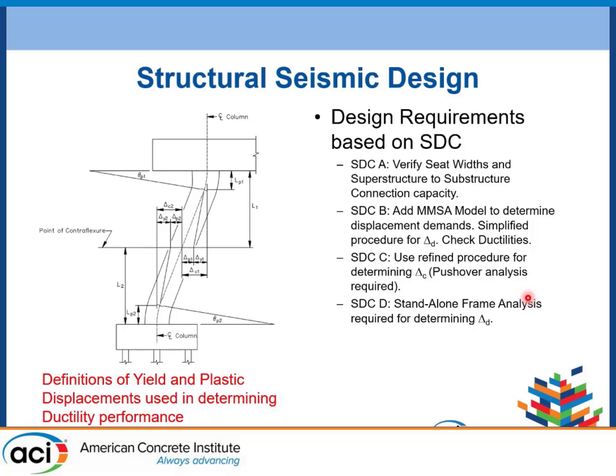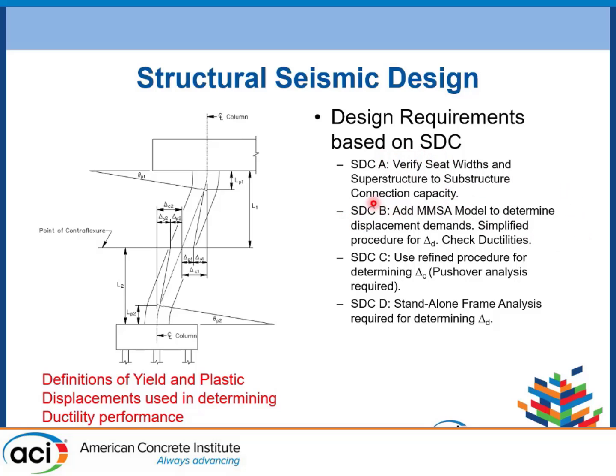Well, basically we consider what level of seismic effort is associated with each of these design categories. In SDC A, we would look at making sure that the seat widths are large enough, which, by the way, is always one of the most important elements of seismic design: making sure that the seat is large enough that when the seismic event occurs, the structure doesn't fall off. It's a big deal. You can't design it if it doesn't satisfy that requirement. And substructure to superstructure connection capacity.